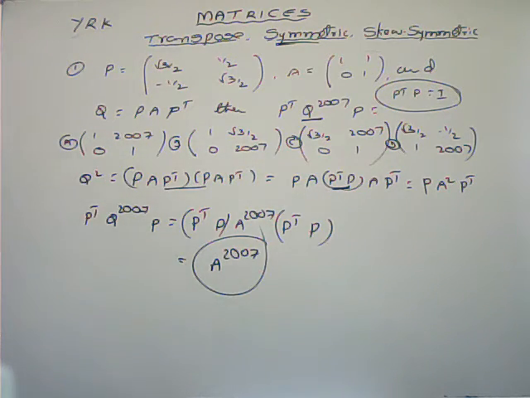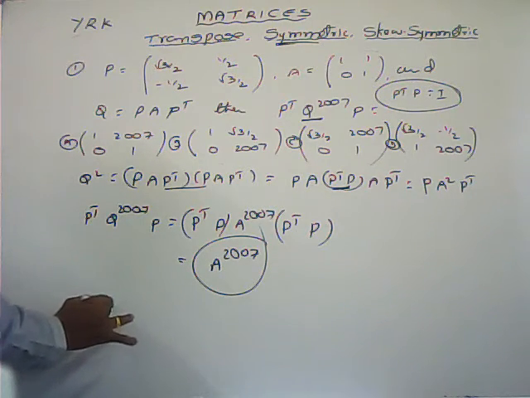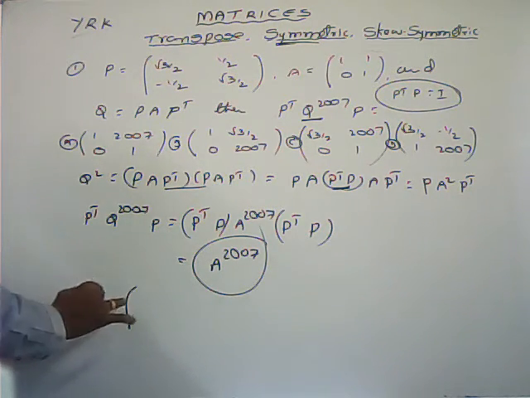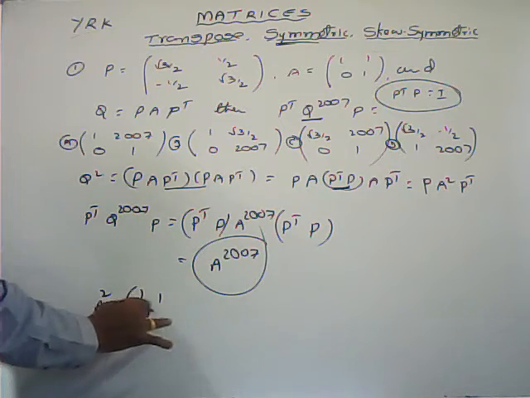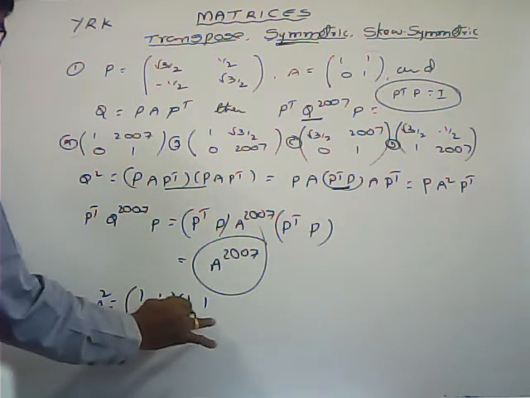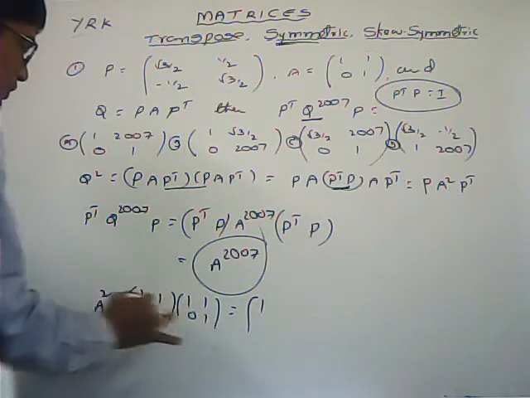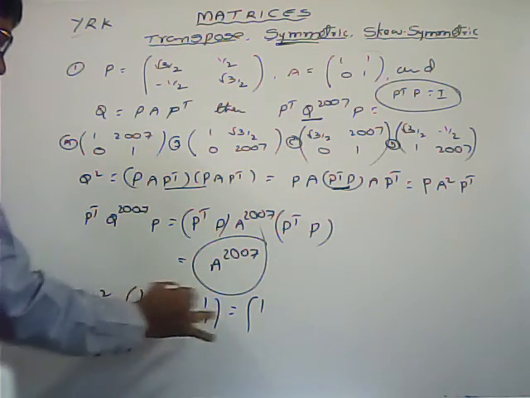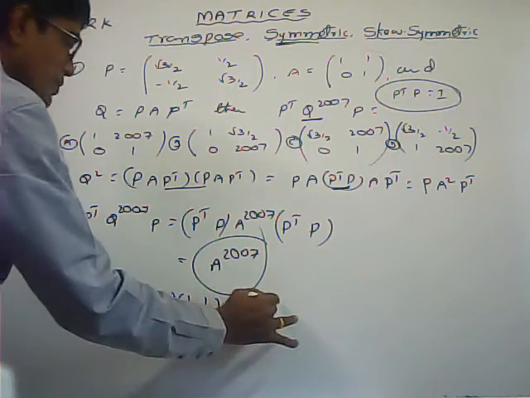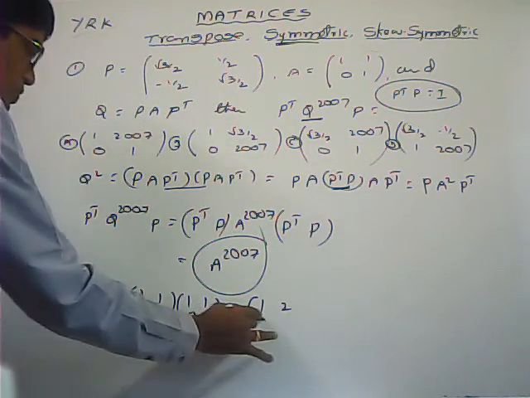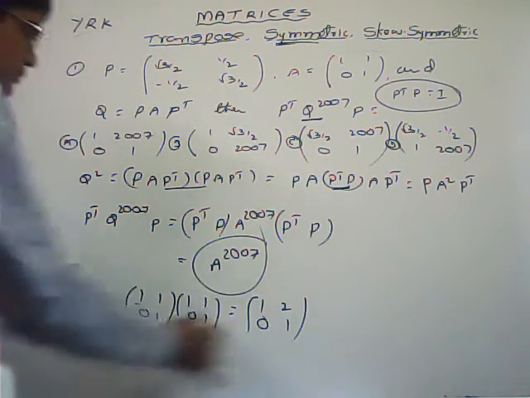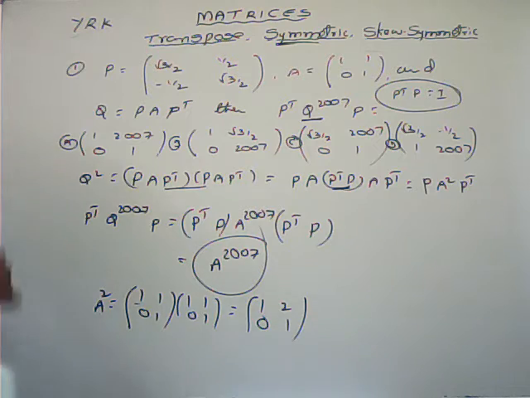So here the options are given. Now the A matrix is also given. You can see that one. Here also we can get A square. I am finding [1 1; 0 1] into [1 1; 0 1]. That is equal to first row first column, this is 1. First row second column, first element into first element plus second into second, that is 2. This is 0. This is 1.